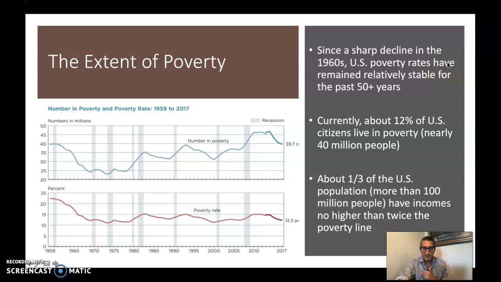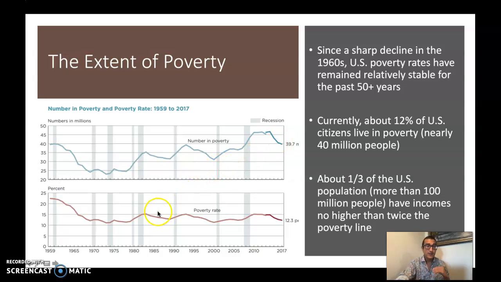Now, this might not make a lot of sense, why the actual number of people living in poverty continues to increase when the actual rate of poverty, the percentage of people in the United States living in poverty, has remained right around this 12% margin since the 1970s. Well, that's because our actual population itself has continued to grow since the 1960s. In 1960, so back here, the US population was somewhere around 170 million people. Today, we're sitting at about 330 million people.